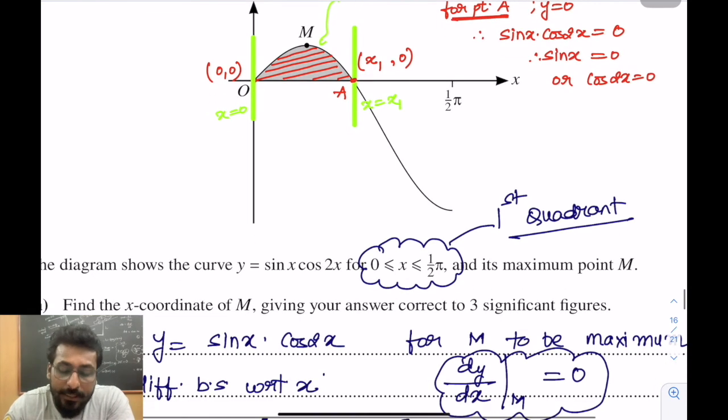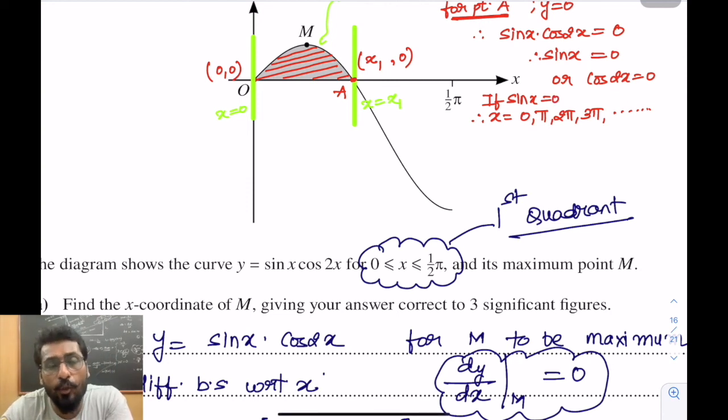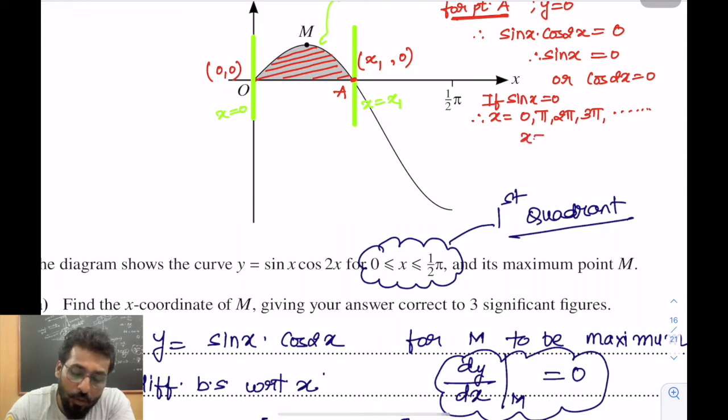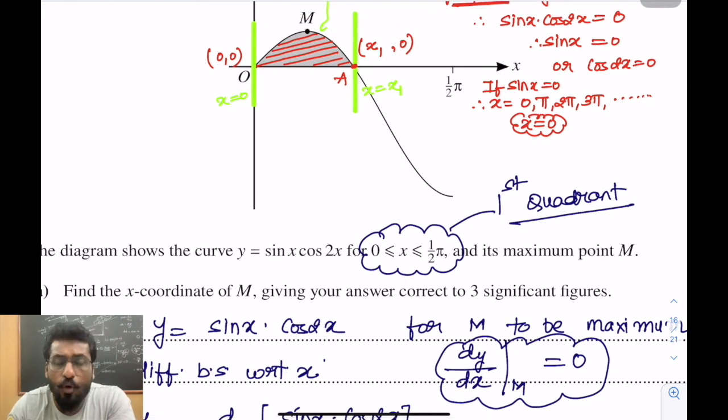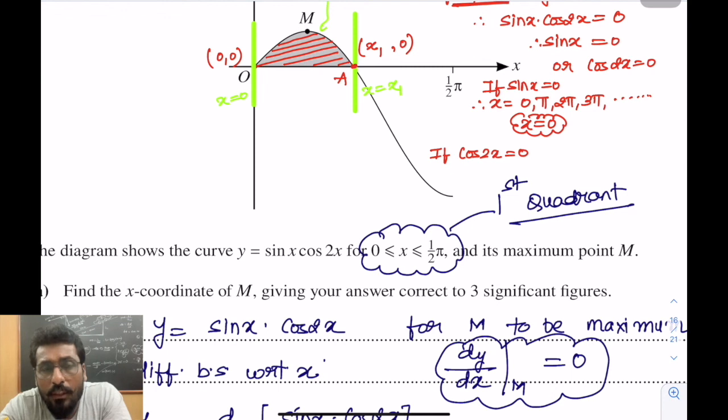If sin x is 0, x can become equal to 0, pi, 2 pi, 3 pi, 4 pi and so on. But I know that x lies between 0 and pi by 2. So therefore I can say x will become equal to 0. Likewise, if cos 2x is taken as 0, now which angle of cos gives you 0?